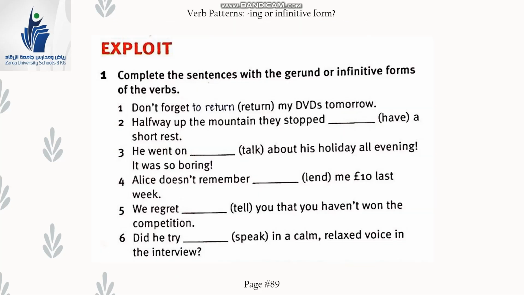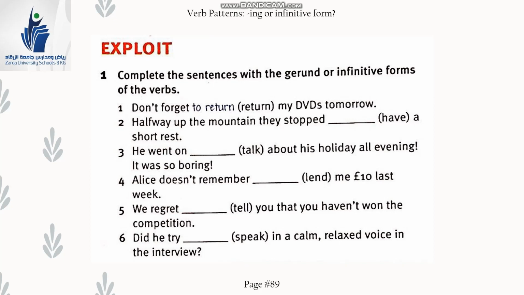طلع على هذا الإكسرسايز exploit on page 89 exercise 1. Complete the sentences with the gerund or infinitive forms of the verbs. طلع على الأولى كيف محلولة. Don't forget to return my DVDs tomorrow. شو أول إشي صار؟ أنت هيك بدك تفكر فيها. Which happens first؟ إيش اللي صار أول؟ أول إشي صار ال forgetting، بعدين ال not forgetting، بعدين ال returning.